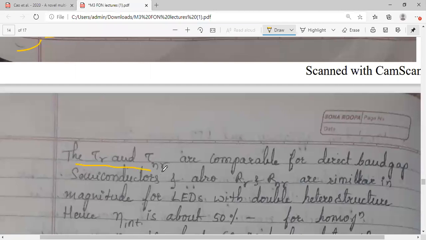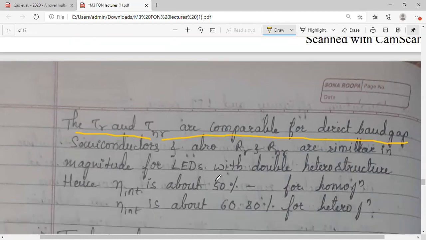The tau and tau r are comparable for the direct band gap, that is, almost the same. Comparable means they are almost equal, in the sense that if in the active region we have many charge carriers, there is an equal possibility that some will recombine and emit light. 50% almost. So equal chances are there that radiative recombination will happen and non-radiative too. Some heat and some light. That is the meaning of this.